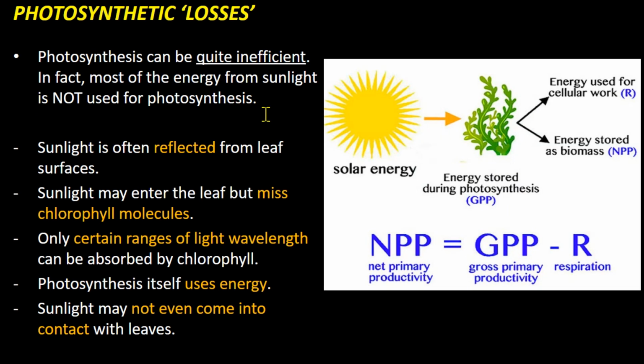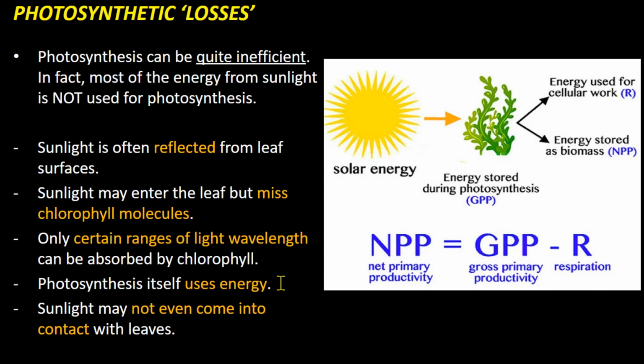In terms of photosynthetic losses, photosynthesis can be quite inefficient. In fact, most of the energy from sunlight is actually not used for photosynthesis. This is because, one, sunlight is often reflected from leaf surfaces. This could be through the shininess of the waxy cuticle or just the color of the leaves themselves. Two, the chlorophyll can be inaccessible. Sunlight may enter the leaf but miss the chlorophyll molecules altogether. So even though the palisade mesophyll cells may be packed very tightly with the chloroplast on the outside, not all of them may be able to absorb that sunlight. Thirdly, only certain ranges of light wavelength can be absorbed by that chlorophyll.